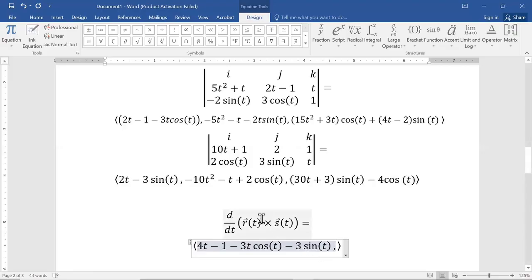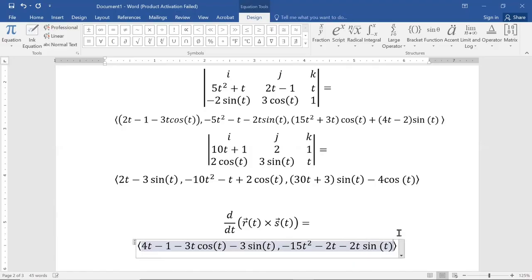Now my y component, I have minus 5t squared minus t minus 2t sine t plus a negative 10t squared minus t plus 2 cosine t. Again, combining like terms, we're going to get minus 15t squared minus 2t minus 2t sine of t plus 2 times cosine of t.